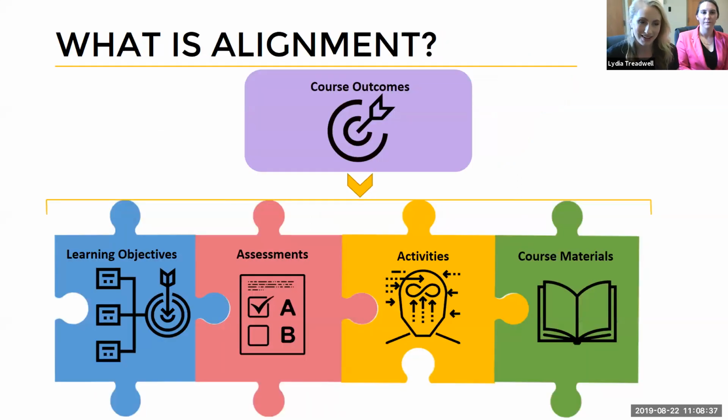So what is alignment? We've come up with this wonderful puzzle piece illustration, and it really can be a puzzle, and alignment can be puzzling if you've never done it before. But I believe most instructors, most professors have at least a tacit understanding of what alignment is and how it works. But today I'm hoping to give you some really useful skills and strategies to ensure course alignment from your course outcomes to your learning objectives, assessments, and so forth. And so alignment is the intentional connection between these outcomes, objectives, assessments, activities, and materials.